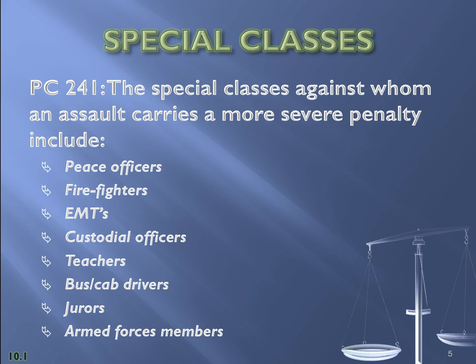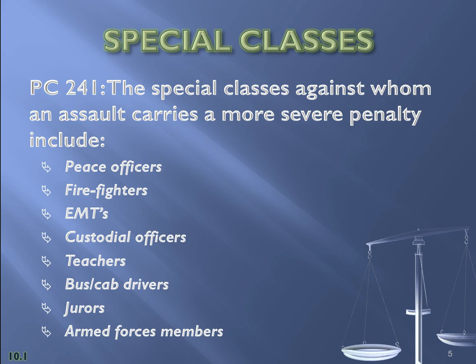Now, remember, the elements of assault against these certain classes of persons would be the same as for any other assault, with the exception of three things. So I don't think I have a slide for that, so I'm going to kind of go through it. Number one, the person assaulted must be a peace officer, firefighter, paramedic, school teacher, administrator, security officer, bus driver, etc. Somebody on the list.